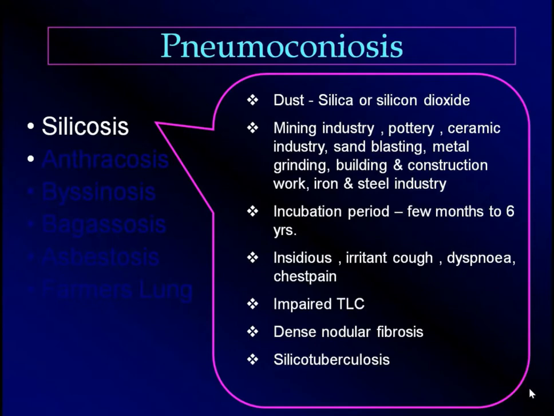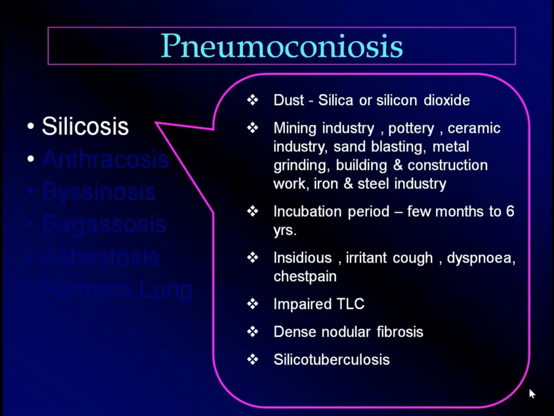Usually it takes around a few months to 6 years for the disease to appear in a person who continuously inhales this dust. So the incubation period is a few months to 6 years, and the disease is insidious in onset, meaning gradual. The patient presents with symptoms like irritant cough, dyspnea, and chest pain. These are the common presenting symptoms, and gradually there is impairment in the total lung capacity.